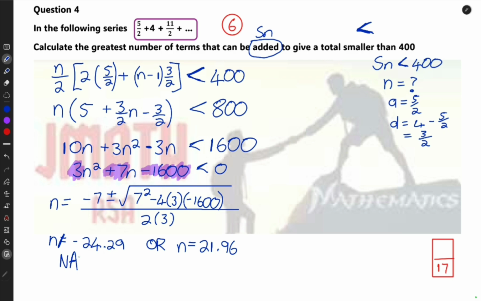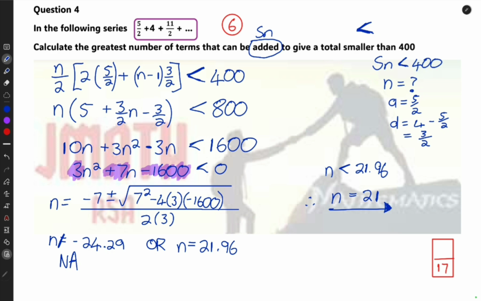But now we're going back to the question, and you must really understand what they're asking. Calculate how many terms can be added to give a total smaller than 400. Okay. So what I just worked out is if n was allowed to be 21.96, the total would have been 400. But we just wanted it just smaller than that. So my answer will then be n must be smaller than 21.96, and therefore n must equal 21. So for that, you would get your full marks.